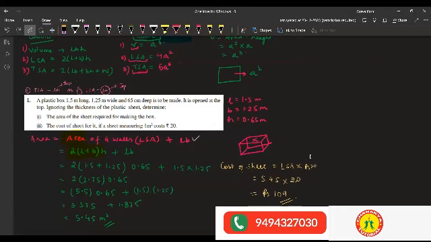So cost of sheet would be 5.45 into 20. That is 109 rupees. So I move to question number 2. Kaushik. Okay, sir.